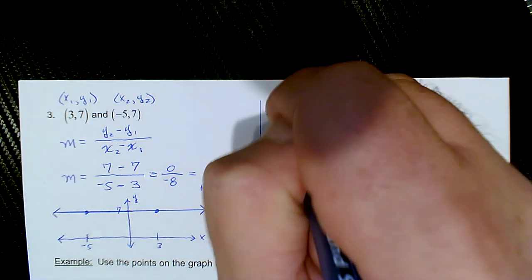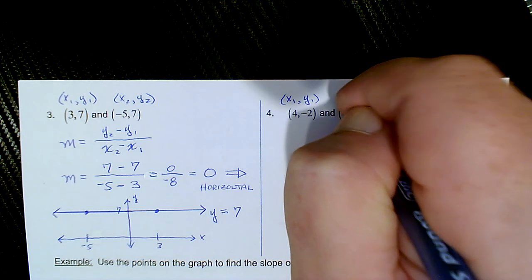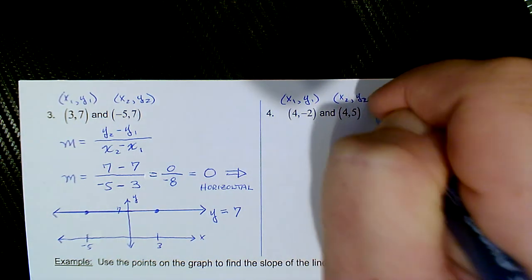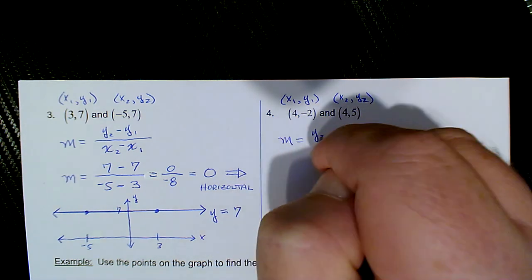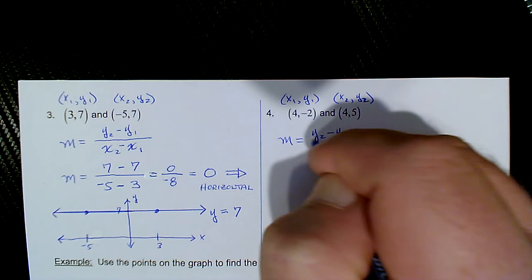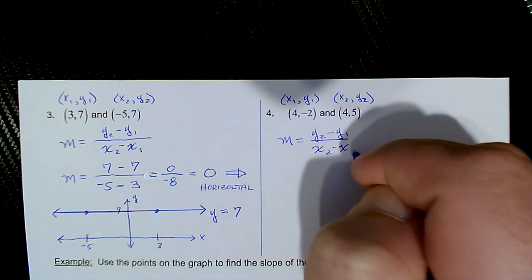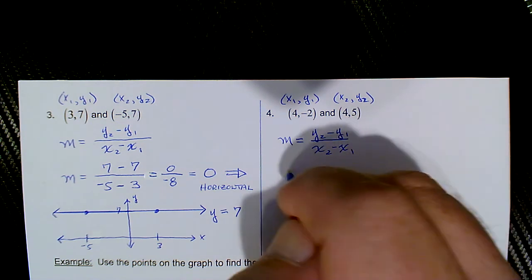Because if you plug in, the way I've labeled it, y2 is 5 minus y1 and -2 over x2, 4, minus 4. That gives 7 divided by 0. But dividing by 0, we say it's undefined. So if this was undefined, we know it's vertical. And you could see that literally if you plot it.